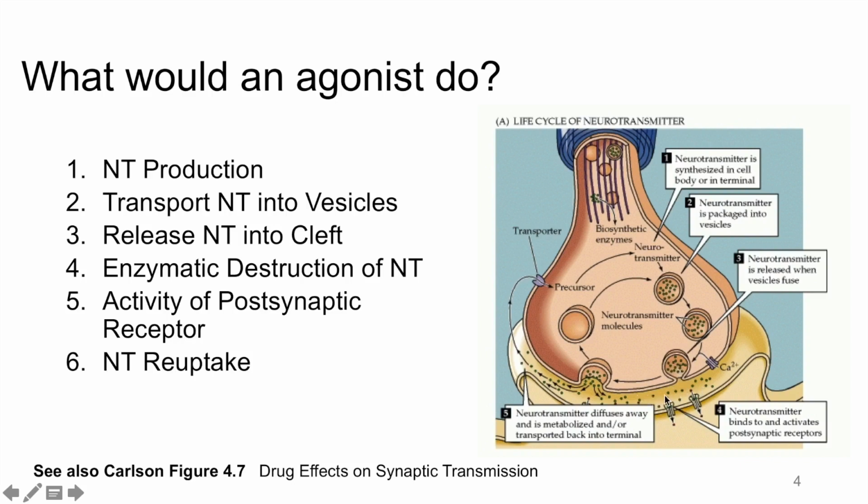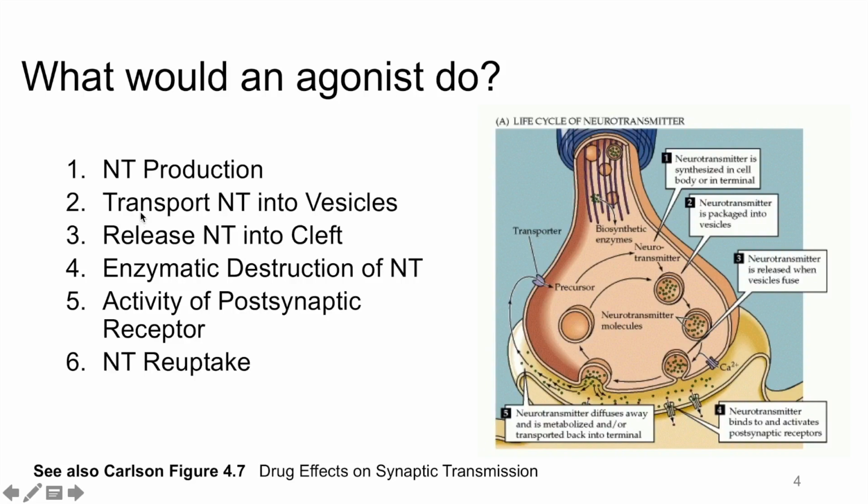Once neurotransmitter has been released, it can bind to postsynaptic receptors to cause an effect on the postsynaptic cell. And neurotransmitter can be eliminated from the synapse, for example, by enzymatic destruction or reuptake. So let's think about what an agonist would do at each of these steps. Remember that an agonist is going to enhance or mimic the effect of a neurotransmitter. So increasing neurotransmitter production would be something an agonist would do. If more neurotransmitter is produced, there's more available to communicate with the postsynaptic neuron.